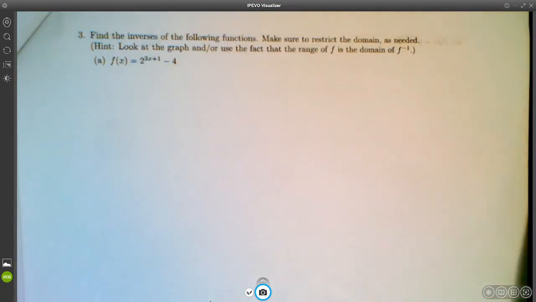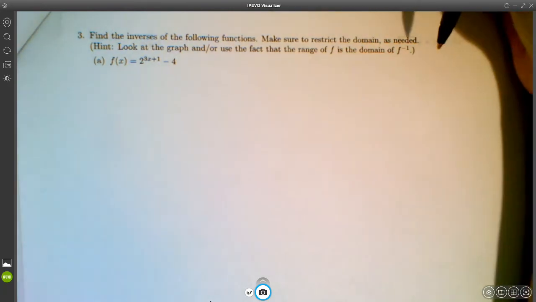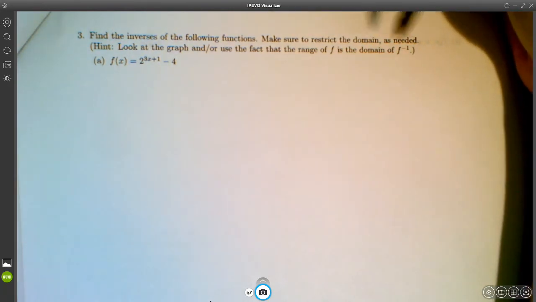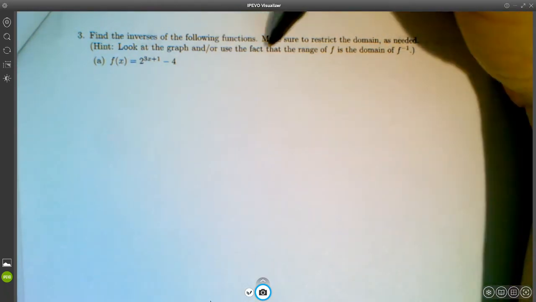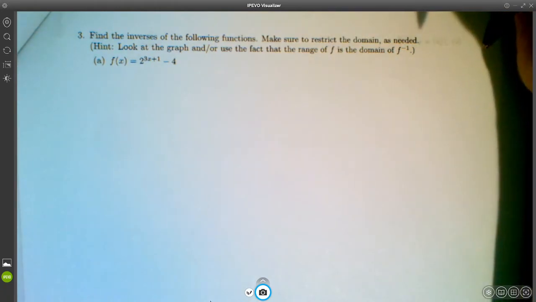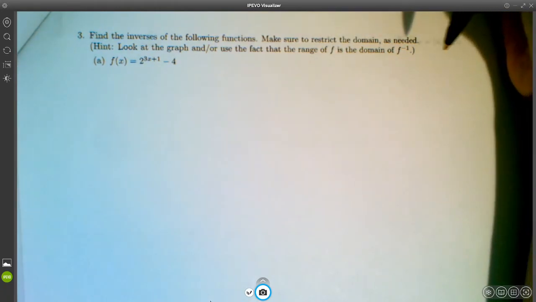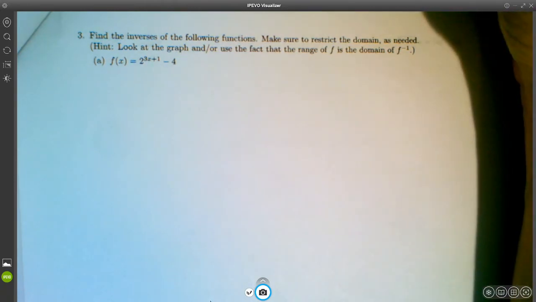Let's see if we can find the inverses of some functions, and we'll make sure to restrict the domain as needed. What I mean by that is we're going to use the fact that the range of f should be the same thing as the domain of f inverse to make sure that we're getting the appropriate domain. So I'll show you what I mean.